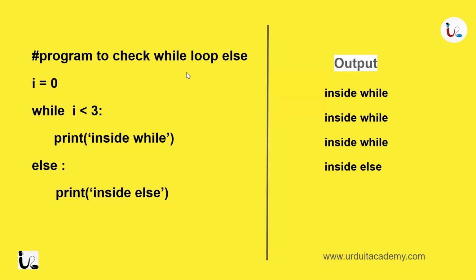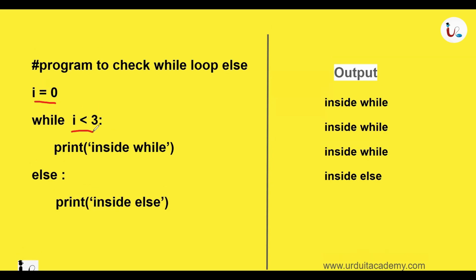Now, let's see an example. So here, this is a program to check the while loop else. So I have a variable I equal to 0. We are checking while I less than 3. So here the condition is I less than 3. So initially 0 less than 3 is true. Right? I is 0 initially.